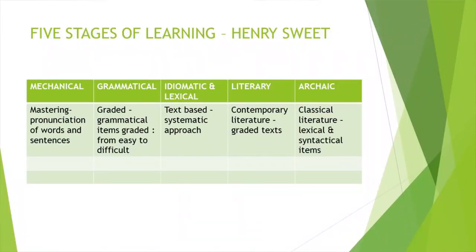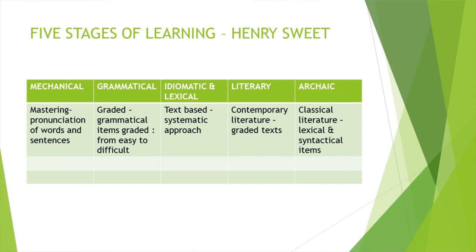Five stages of learning in the direct method were formulated by Henry Sweet. The first one is mechanical. Here, the pronunciation of words and sentences is mastered thoroughly. The second one is grammatical. Grammatical categories in the text are identified and taught, and teaching of grammar is graded from easy to difficult.